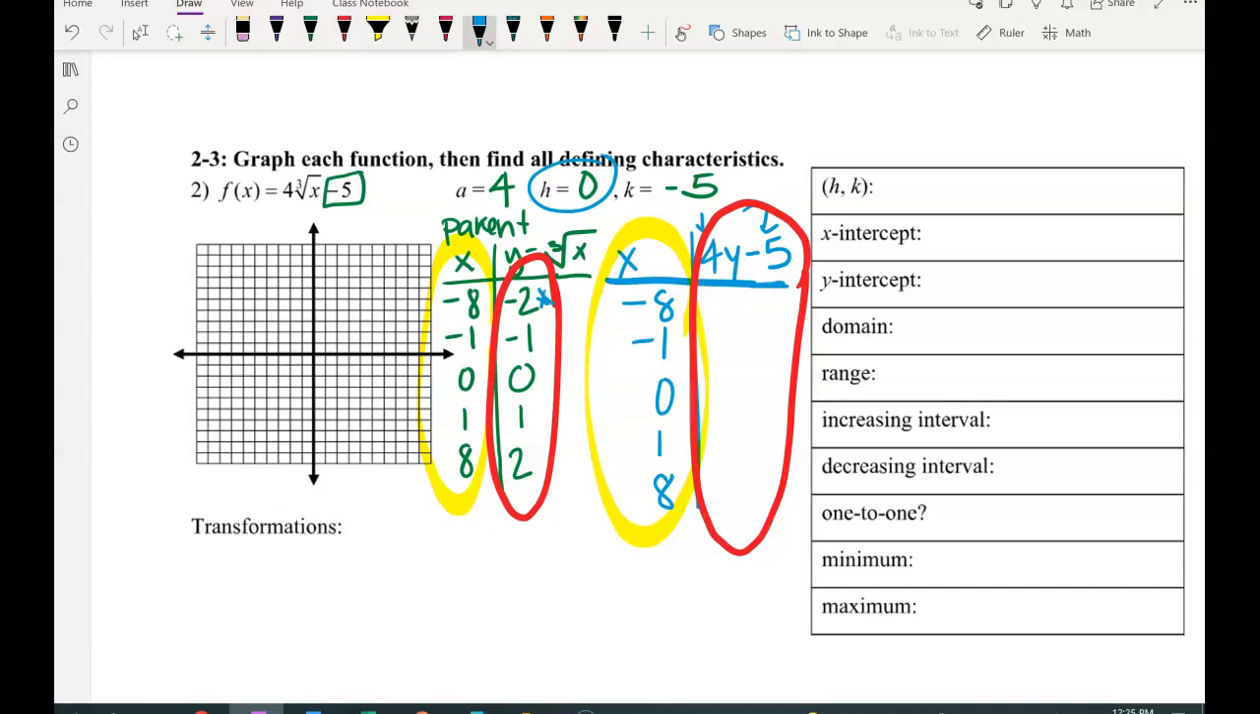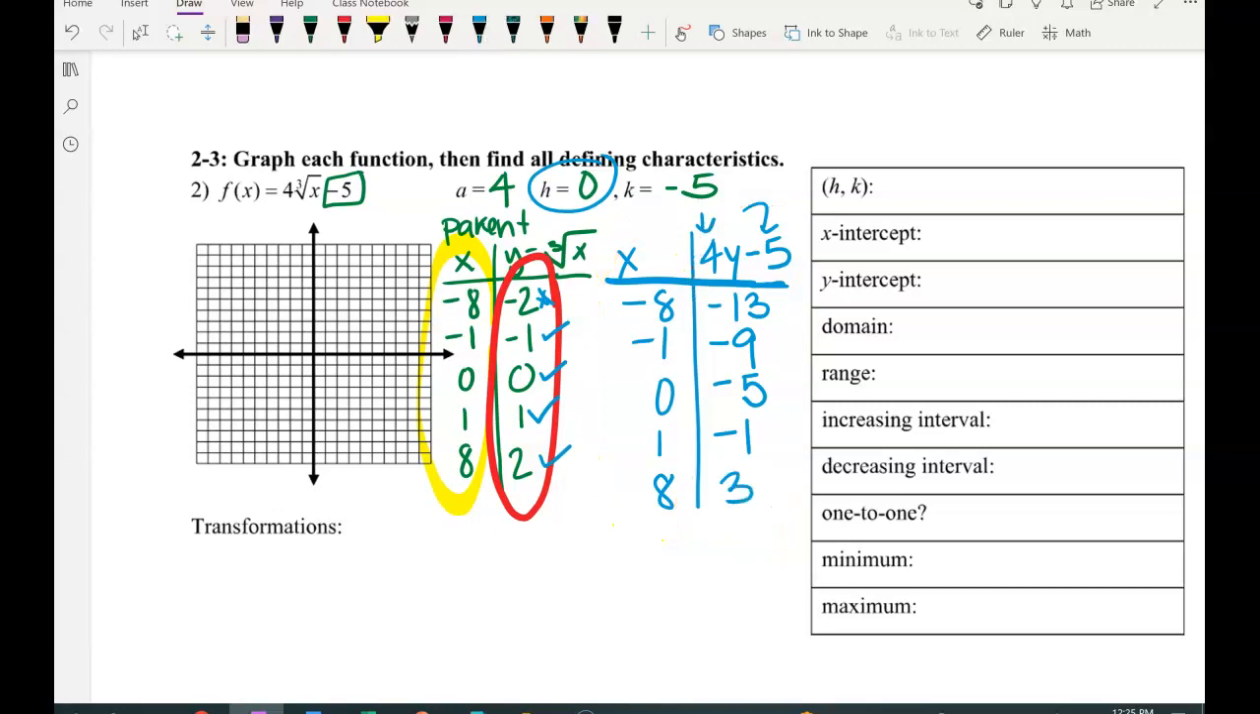-2 times 4 is -8, minus 5 is now -13. -1 times 4 is -4, minus 5 is -9. 0 times 4 is 0, minus 5 is -5. 1 times 4 is 4, minus 5 is -1. And last one, 2 times 4 is 8, 8 minus 5 is 3.